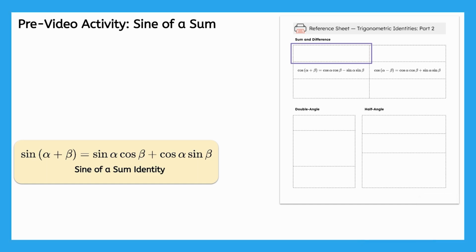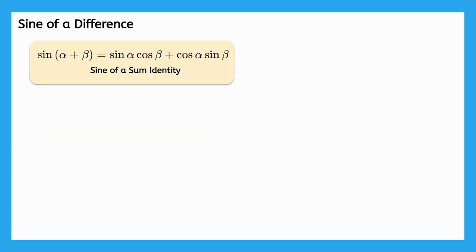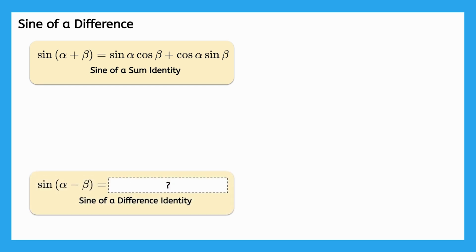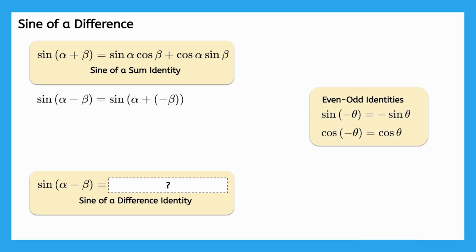Now, let's find the sine of a difference identity. Using the sine of a sum identity, how could we figure out the identity for sine of a difference? If we rewrite sine of alpha minus beta as the sine of the sum of alpha and negative beta, we can then apply the sine of a sum identity. Try to do this on your own, and then simplify the result using the even-odd identities. Pause the video now.